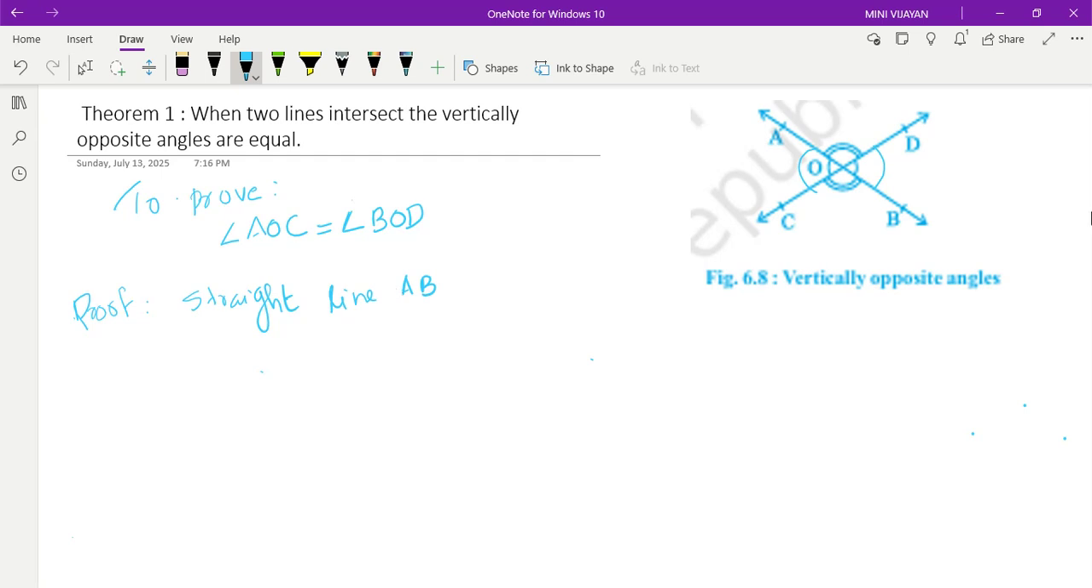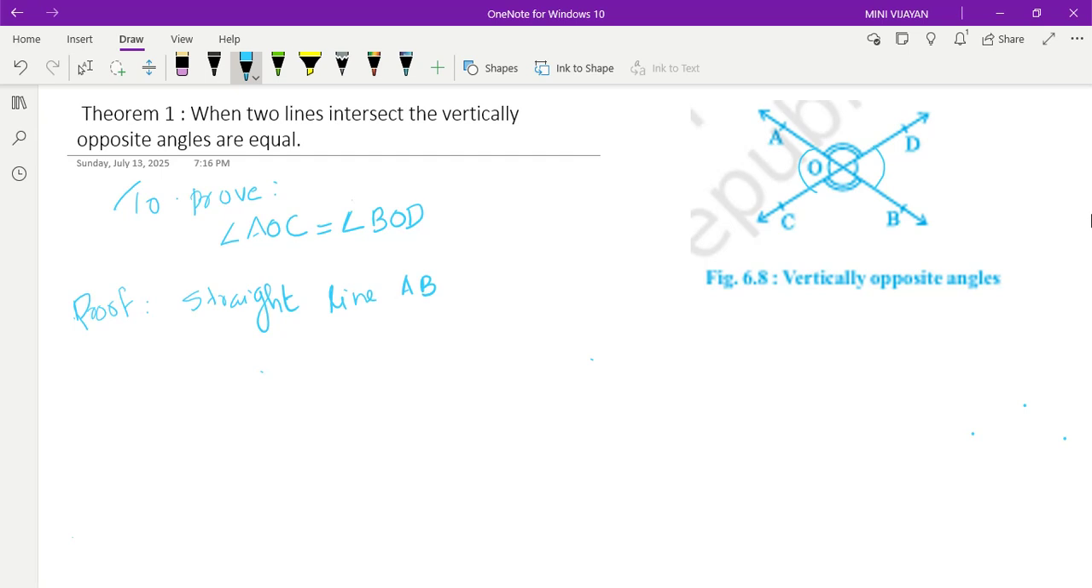For the first angle AOC, which is the linear pair of AOC based on the straight line AB? Linear pair we have already discussed. Two adjacent angles form a straight line. Here, the straight line which is formed is AB.